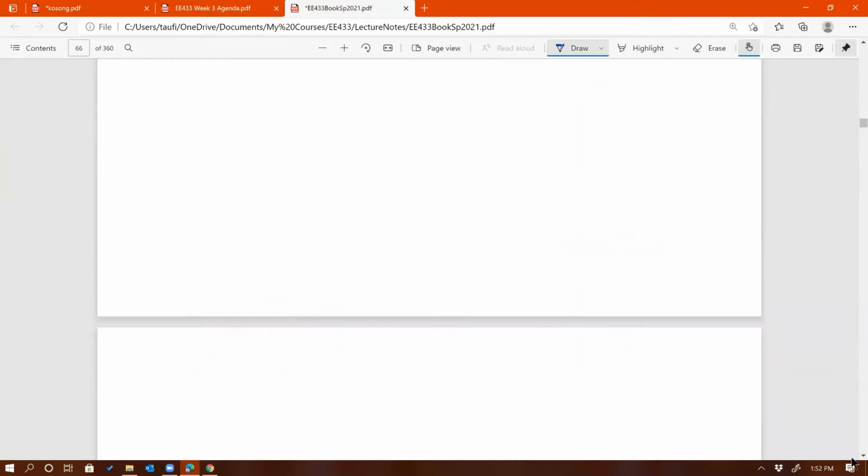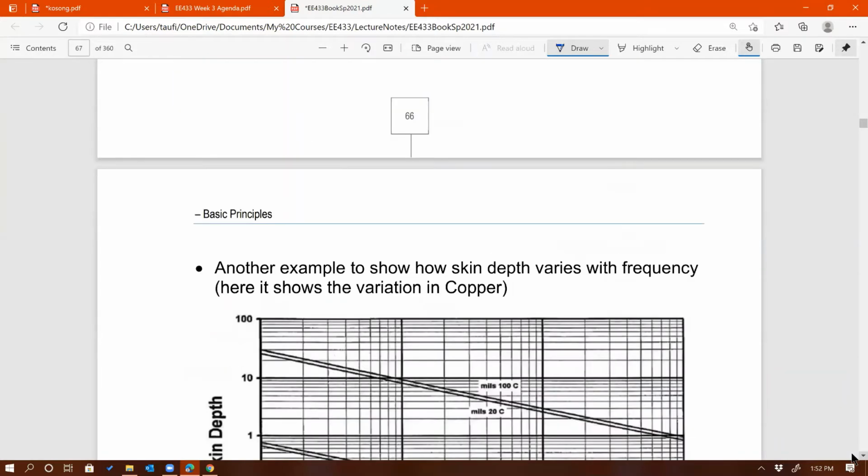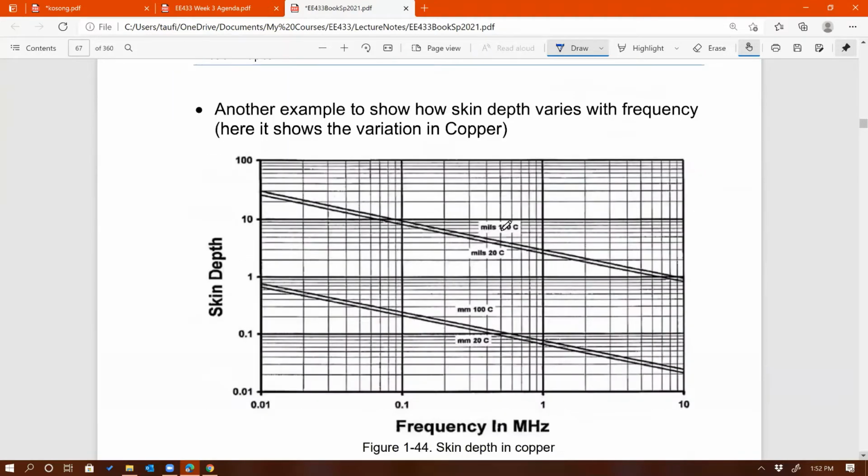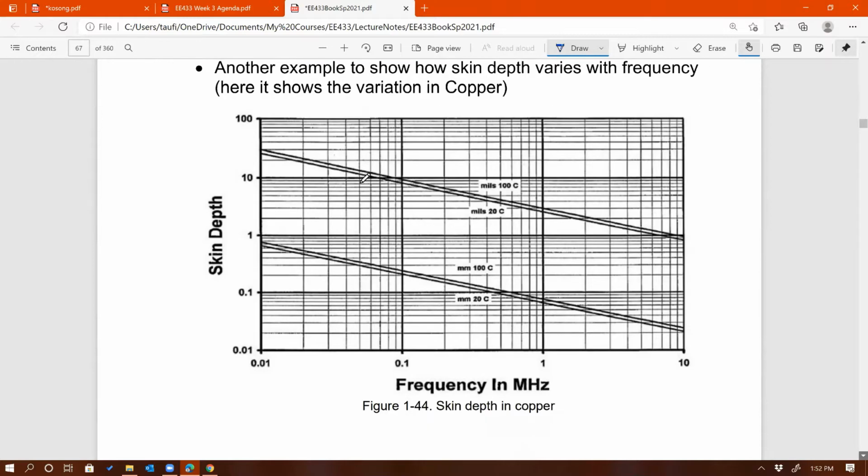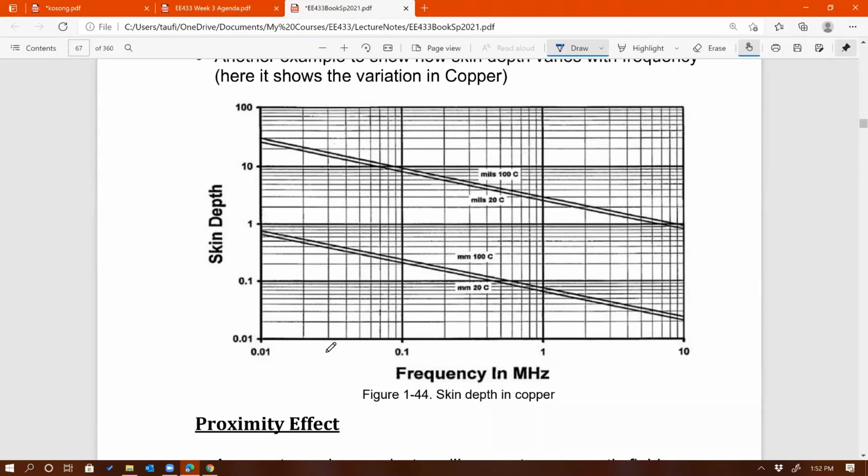All right. Now, this is just another graph to show you. This is copper, showing how skin depth varies with frequency. And as we already know, as the frequency is higher, the skin depth is getting smaller and smaller, meaning the electrons are going to be pushed more and more toward the surface. So this graph makes sense to me.